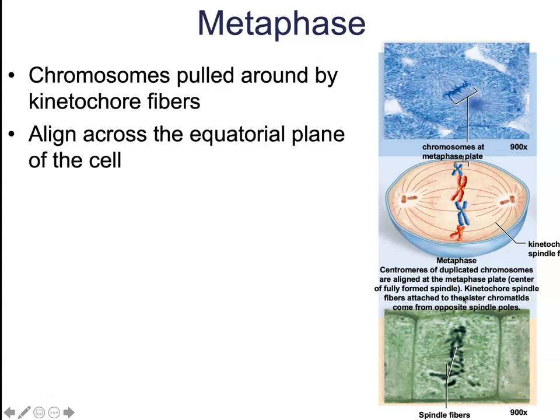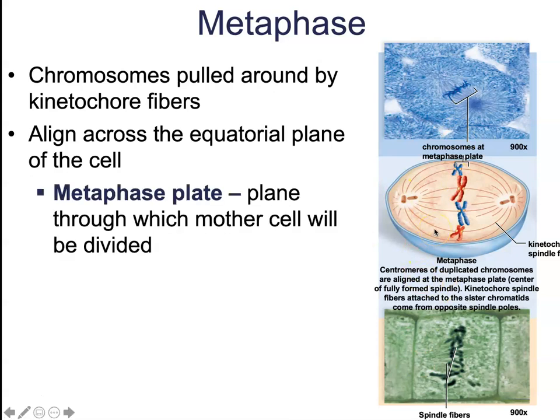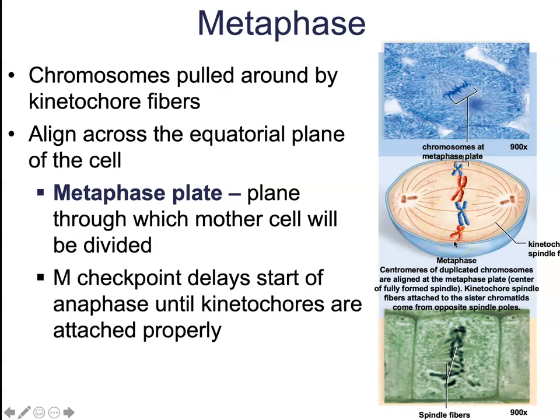This is what's known as the metaphase plate, where we're aligning the chromosomes right down the equator, or right down the middle of the cell. A metaphase plate is just the plane through which the mother cell will be divided. So we have our mother cell right here. We're going to be splitting it in half right down the center. So the first thing we do is line up all of our DNA right down the center of the cell, and then we get ready for division.